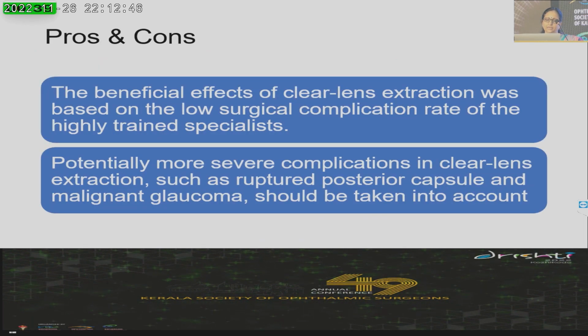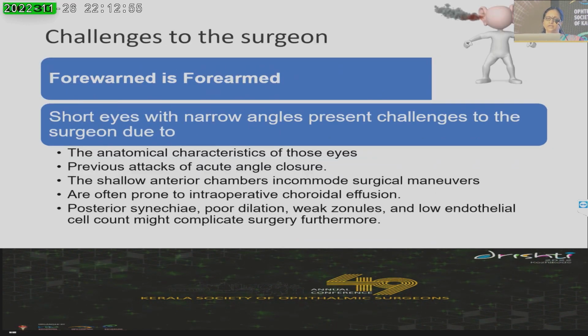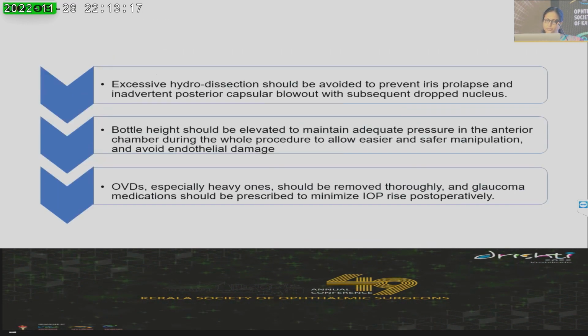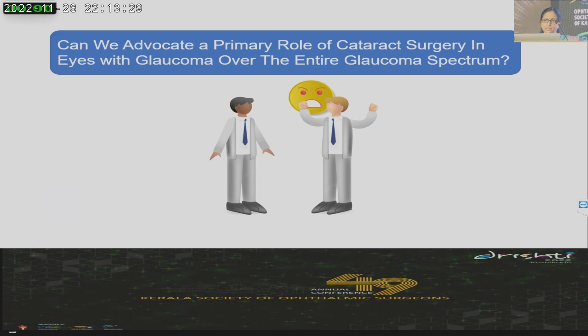The pros and cons of clear lens extraction: it is based on the low surgical complications, but always remember the unforeseen complications like PCR, malignant glaucoma, etc. Short eyes with narrow angles present challenges to the surgeon due to all the anatomical peculiarities, but take thorough precautions, do a thorough preoperative workup, use OVDs and prevent anterior chamber collapse, and always tamponade the anterior bulging curvature of the capsule before doing the rhexis. Always take care that the hydrodissection is not forceful, because it can lead to a blowout of the posterior capsule. Take all the due precautions and you can prevent the complications.